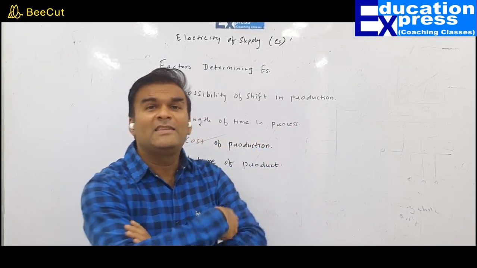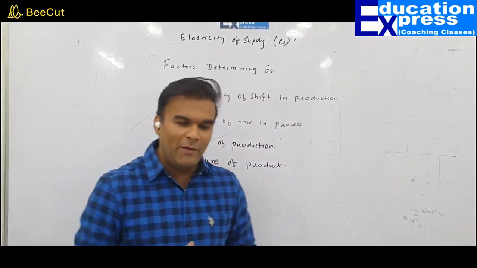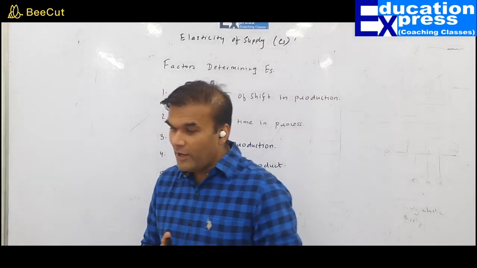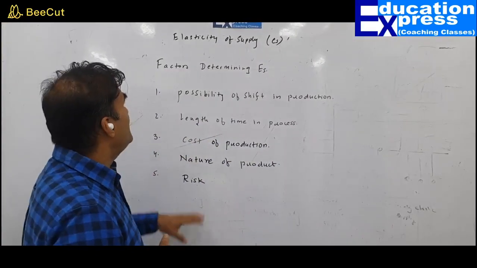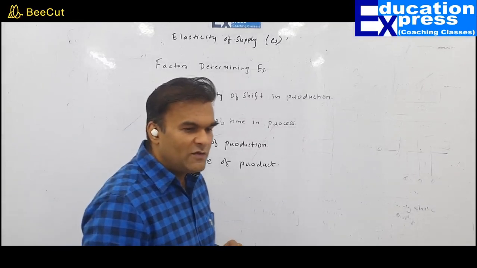Now this is the last part of the entire chapter. Although the chapter was too long, I am very sure that every aspect has been taken into consideration to make it easier, simpler, and more interesting. Now the last part says what the factors are which determine elasticity of supply.